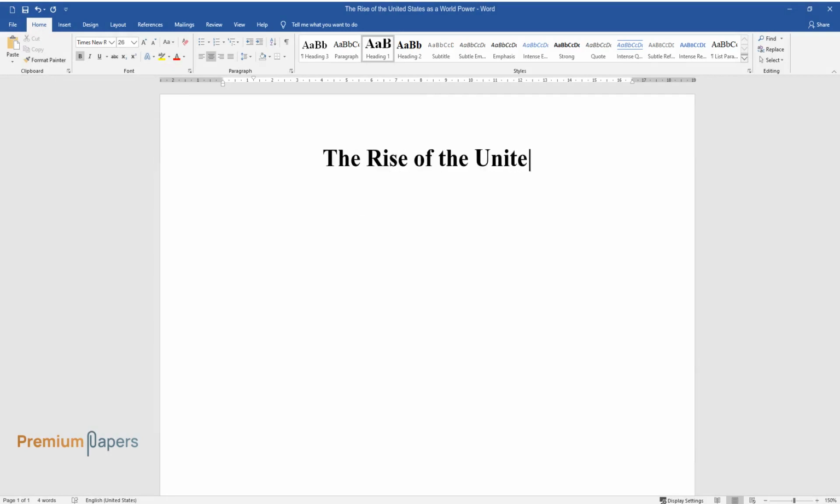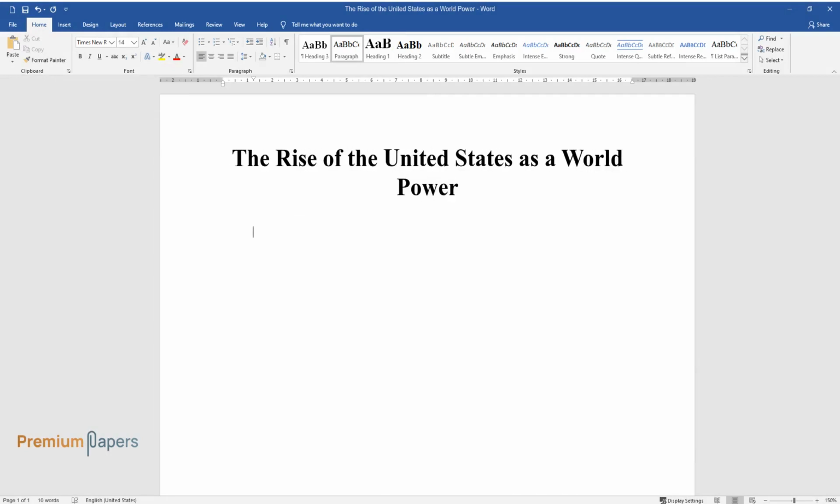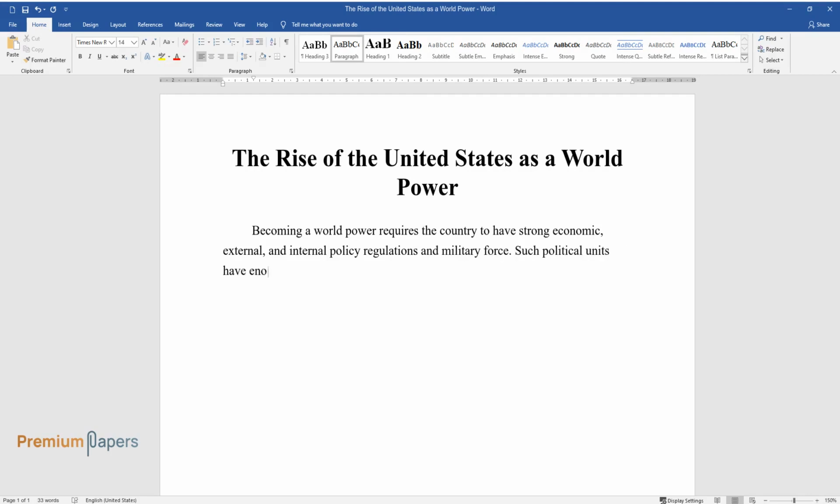The rise of the United States as a world power. Becoming a world power requires the country to have strong economic, external, and internal policy regulations and military force. Such political units have enough power to make changes worldwide and impact billions of lives.